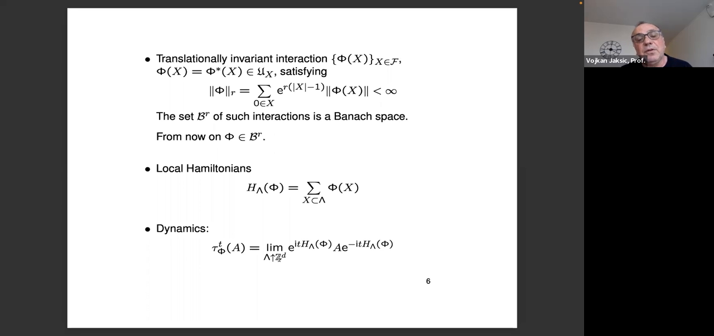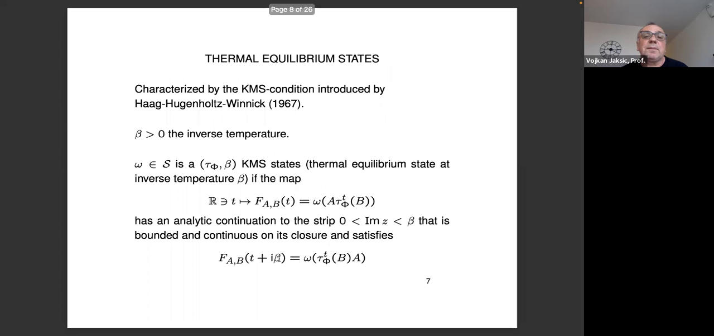We'll define a flow on the local observables, and then by continuity, we'll extend it to a flow on the C star algebra U, which is going to be the C star dynamics, continuous in the norm of our spin algebra U. So again, this is very, very standard, and goes back to the late 1960s. And we will start with that.